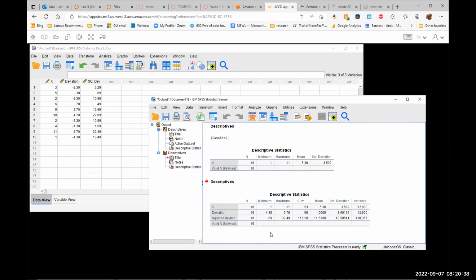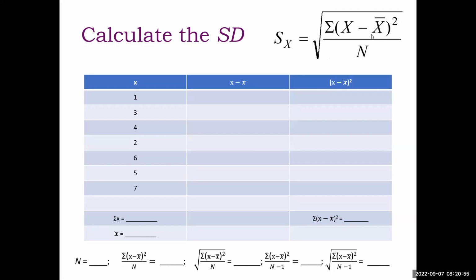Squared deviations. We have the sum, which we're going to need because, again, we're going to look at our formula. It's the square root of the sum of the squared deviations, this is the sum of squares right here, divided by the sample size. So we're going to calculate the sample variance and the sample standard deviation. Sample variance is just without the radical.